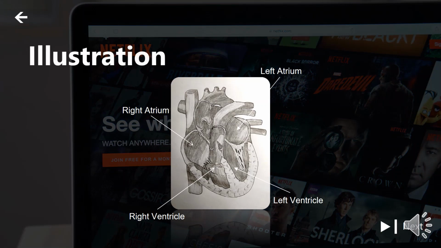So here is an illustration of the human heart showing the four chambers. The inside of the heart is divided into four chambers that receive blood from various parts of the body. The two upper chambers are called the right atrium and the left atrium. The lower two chambers are called the right ventricle and the left ventricle.